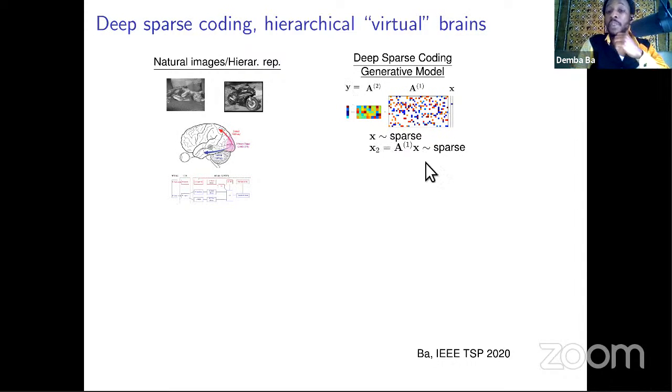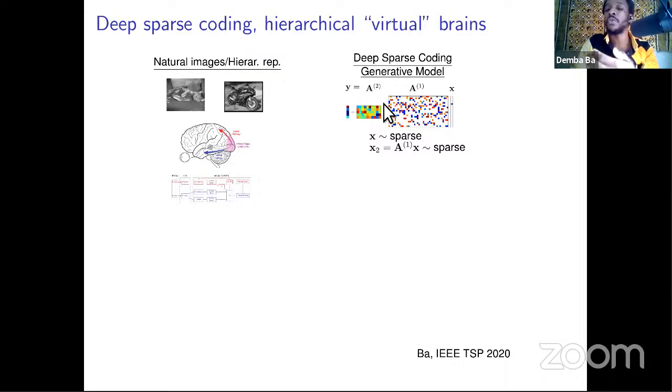Now, what's interesting about this model, and why I call it deeply sparse, is that the columns of this matrix A1 are sparse, which means that if you start with a sparse concept, you're going to preserve sparsity after the first few layers of processing. That's why I call it deeply sparse.